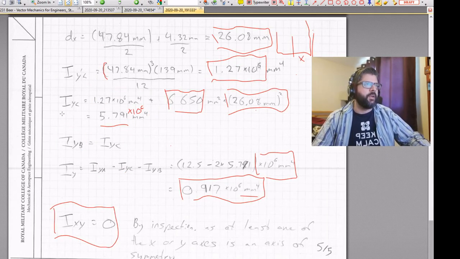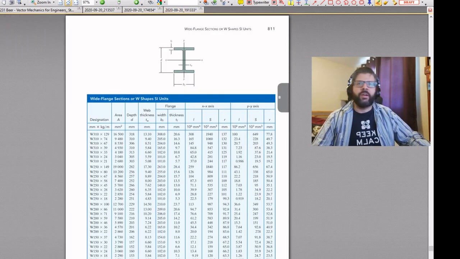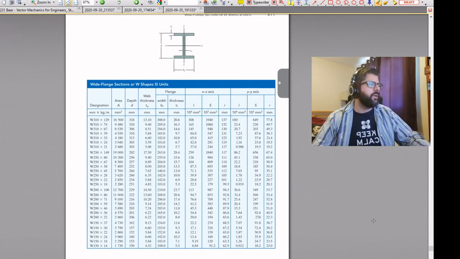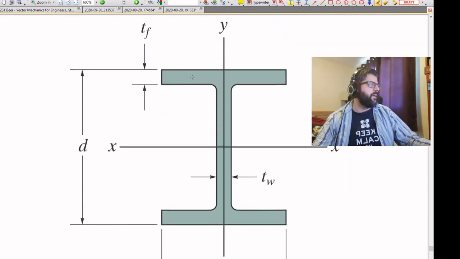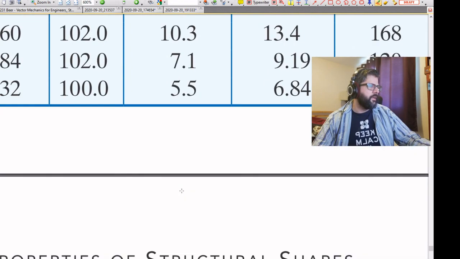So if you're wondering why I picked those values to work with, well, it was a convenient shape for one of the I-beams that you can find in the back of your book. So that's this one right here. Some slight differences between what we calculated and what they have. And again, that's due to the fact that you've got this curved section in here, whereas we had just squared. So you're going to have a little bit of influence there.